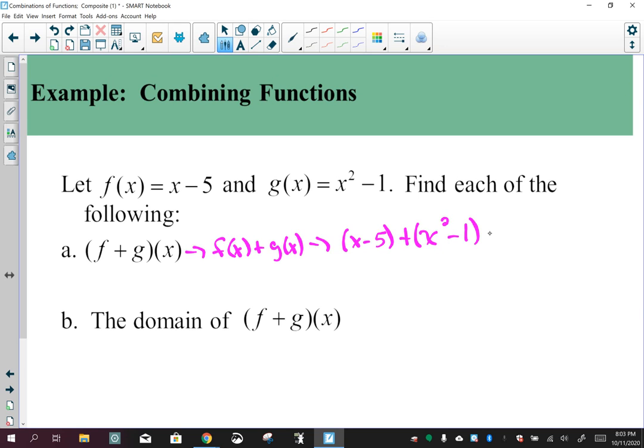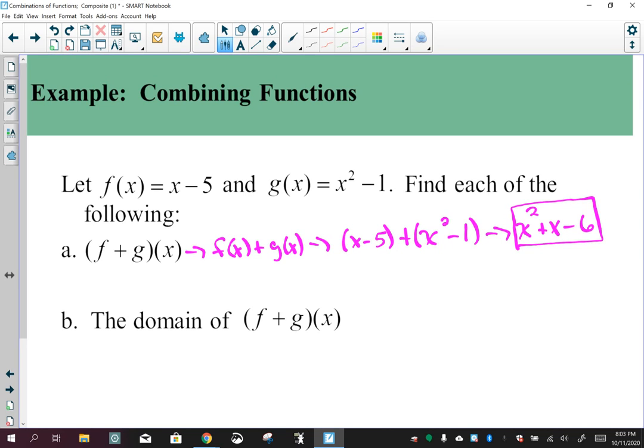I'm going to clean this up. And when I do that, make sure it's highest exponent first, so x squared, and then plus x, and then minus 6. There's nothing else I can do with this, so this is what f of x plus g of x looks like together.